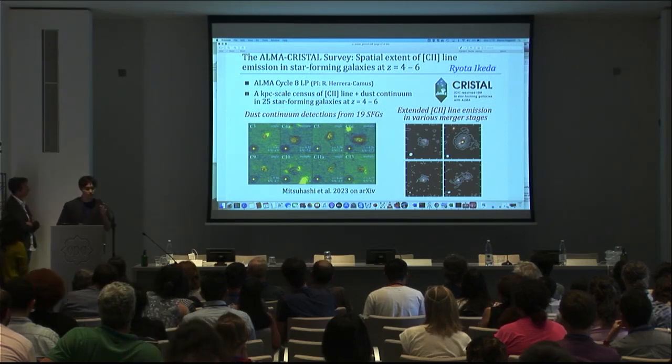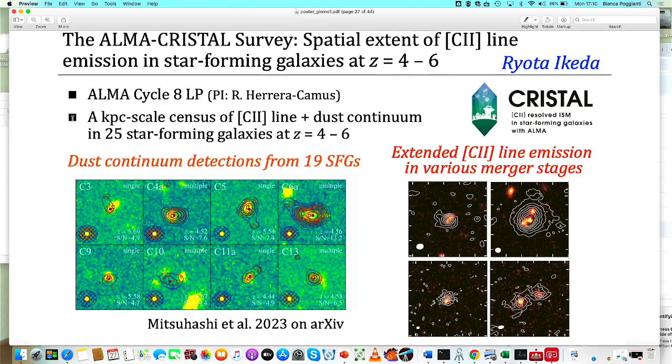So in this poster, I'm presenting the results from the CRISTAL survey, which is an ALMA Cycle 8 large program. This survey aims to spatially resolve the star-forming galaxies from redshift 4 to redshift 6 in both [CII] and dust continuum emissions down to a kiloparsec scale. On the left, you can see some examples of the dust continuum emission, which were already presented in Mitsuhashi et al. on arXiv. And on the right, you can see some of the [CII] contours overlaid on the HST images. And you can see that we are looking at galaxies in various merger stages.